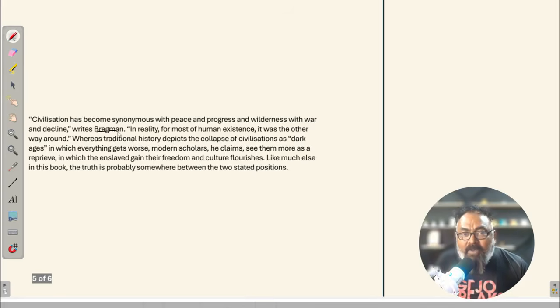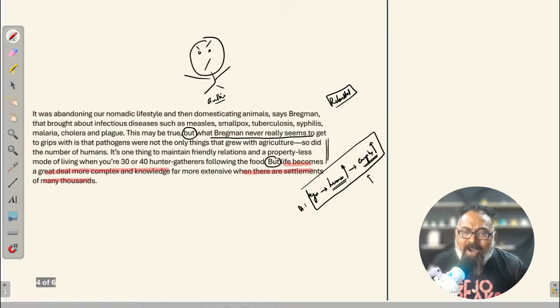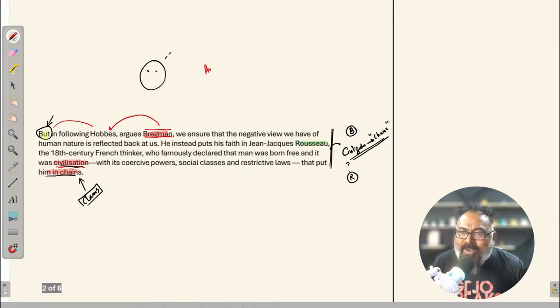Civilization has become synonymous with peace and progress, and wilderness with war and decline, writes Bregman. We are going back to Bregman again. Why? Don't confuse us now. Bregman is now saying civilization is like peace, wilderness, war. In reality, for most of human existence, it was the other way around. Oh, we are now looking back at what Bregman's thing is: people think civilization is peace, but civilization was not peace. He is going back to the same point we already understood. Why are we bothered now?